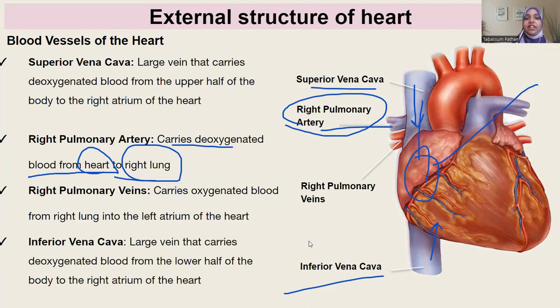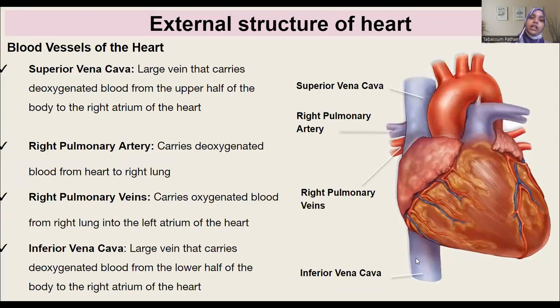And finally, inferior vena cava, as I told you, this is the largest vein. It will carry the deoxygenated blood from the lower part of the body to the heart. I hope this is quite clear now. So superior vena cava, inferior vena cava, upper half of the body, lower half of the body, what are they bringing? Deoxygenated blood to the heart. Pulmonary artery is carrying deoxygenated blood from the heart to the lung, and veins from the lungs to the heart will carry oxygenated blood.